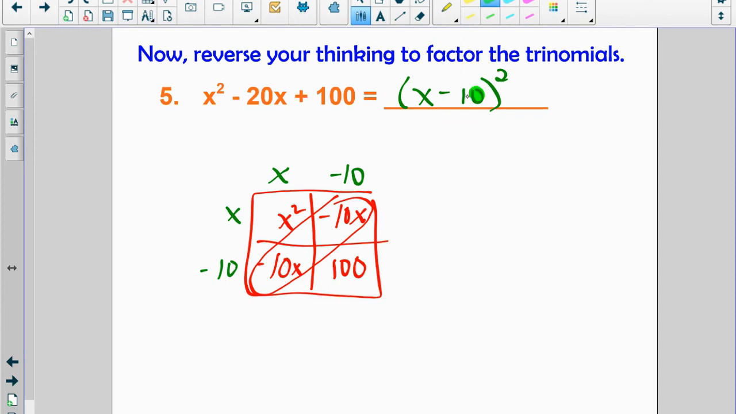Again, look at that number. We had 10 as the value inside my binomial factor. If I double that, I get 20. If I square it, I get 100.